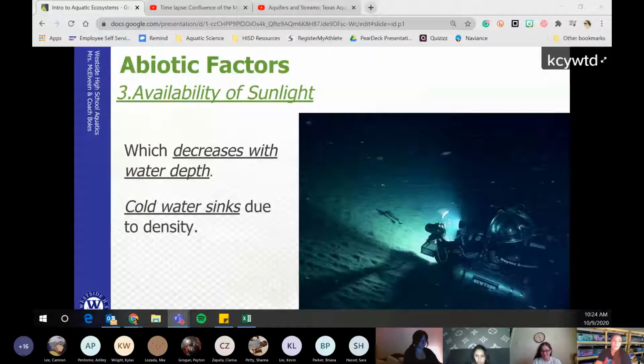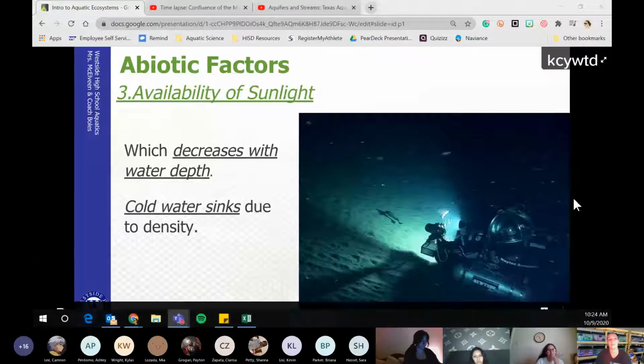All right, so availability of sunlight. In this picture here, this is from the Bering Sea. It's about 1,300 feet below the surface. And at this point, you can no longer see any light coming from the sun, and you have to use a spotlight to see the aquatic life there. When we get to the oceans unit, we're going to talk about the different levels of the ocean and what those terms are called based on the amount of light that's available. And we're going to talk about the adaptations of the animals that live in those regions. All right, move on.